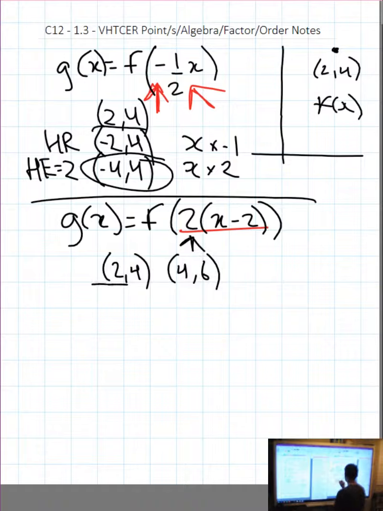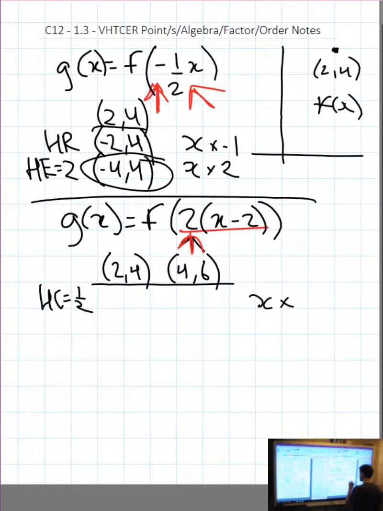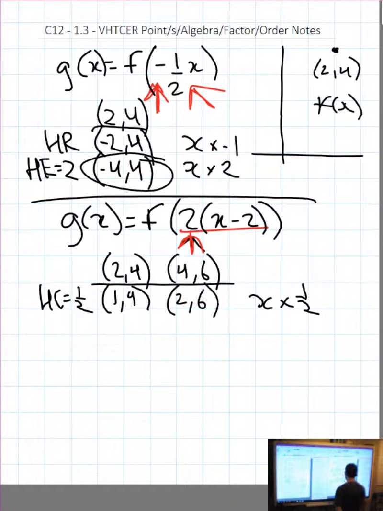So I'm going to underline both of the points, and now we're going to focus on this 2 again. Remember that is the opposite, so we do a horizontal compression equaling 1/2, simply taking the x values and multiplying them by 1/2. An x value of 2 times 1/2 is 1, y stays, and an x value of 4 times 1/2 is 2, and y stays.